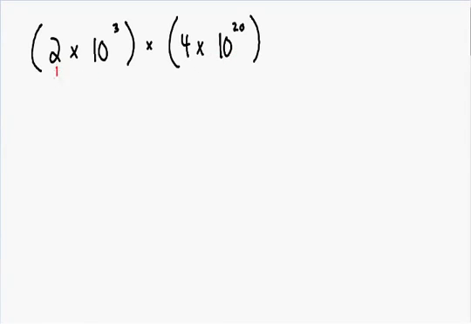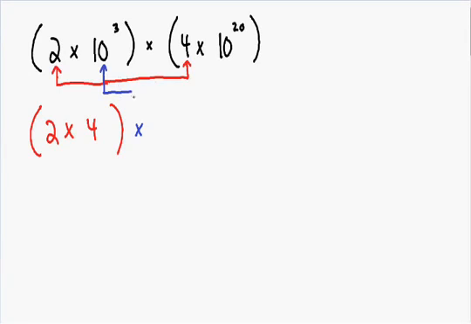So the first thing I'm going to do is multiply the constants. We have a constant 2, and I'm going to multiply that with our other constant of 4. And after we multiply our constants, we need to multiply our base 10s. So we have a 10 with an exponent of 3, and we need to multiply that with our other 10 with an exponent of 20. So we have 10 to the third multiplied by 10 to the 20th.